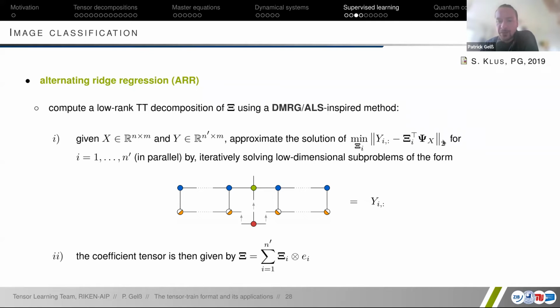What we did for MNIST is we have 10 different digits and one-hot encoding. So we have a right-hand side in R to the 10, a vector with 10 entries, zeros and a one. For each of these rows, for all training snapshots, we solve the minimization problem using ARR, and then we can construct our coefficient tensor simply by multiplying these respective coefficient tensor trains with the respective unit vector and summing over all of them.